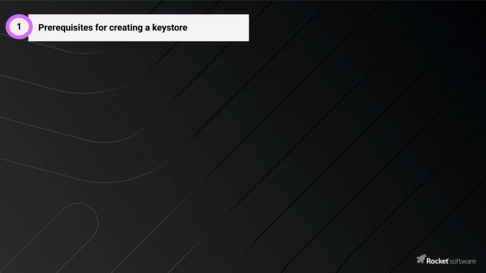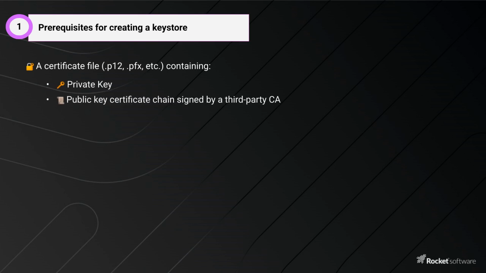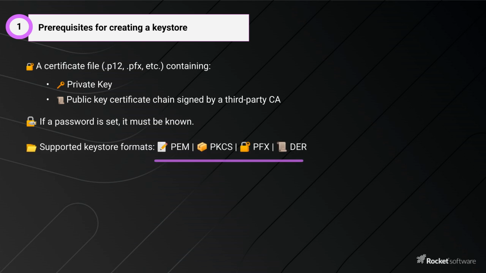Prerequisites for creating a key store. Ensure you have a certificate file containing the private key and the public key certificate chain signed by a third-party CA in the formats P12, PFX, etc. The password for the certificate file, if set. Supported key store formats include PEM, PKCS, PFX, and DER.